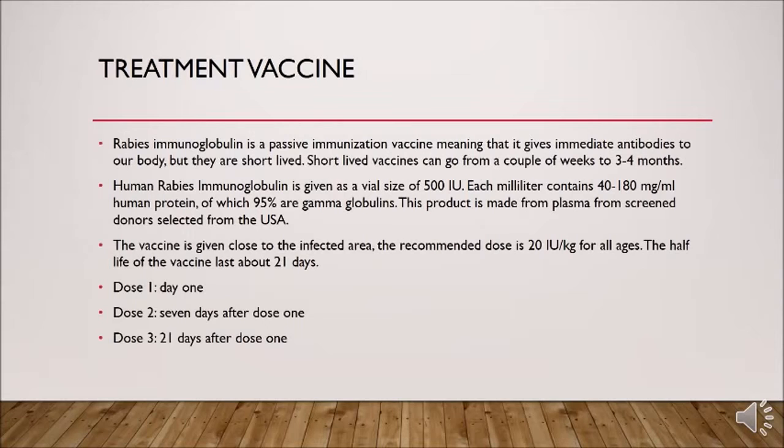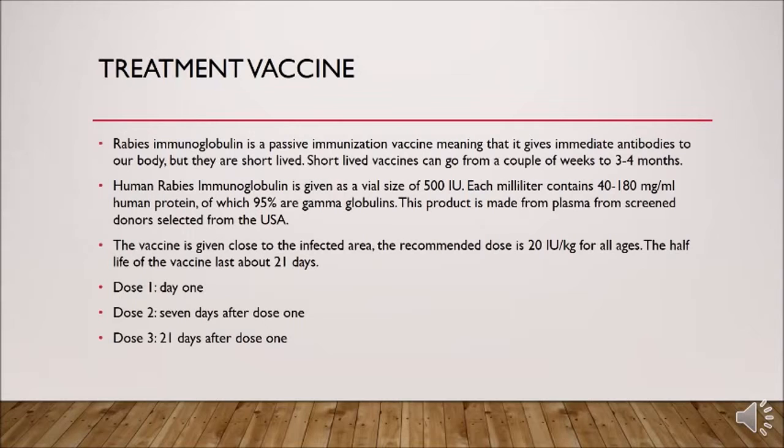This product is made from plasma from screened donors selected from the United States. I found it very interesting that the vaccine for rabies is made from plasma. I always related plasma to donating blood, saving lives, helping during surgeries or car accidents, but I never thought that plasma can make the vaccine to help other people when they have rabies. The vaccine is given close to the infected area.